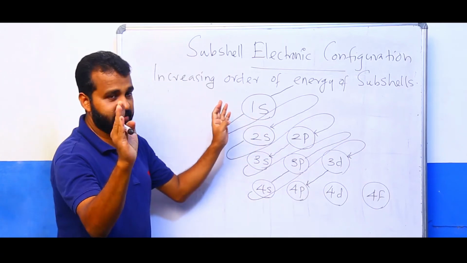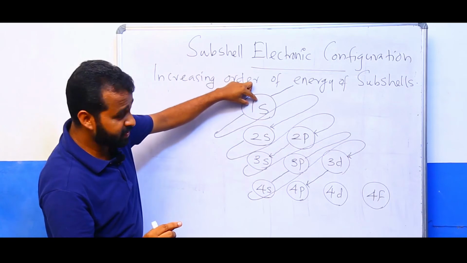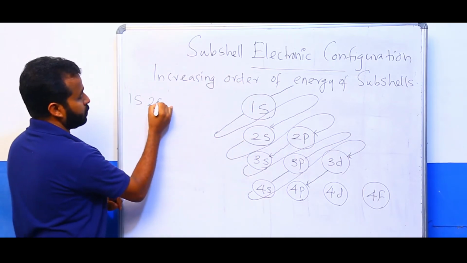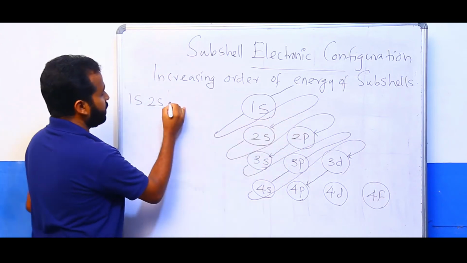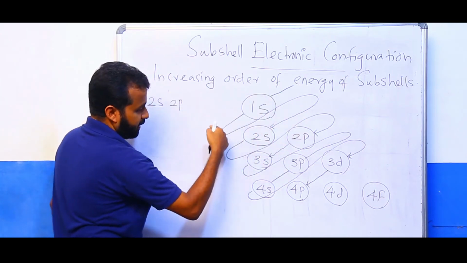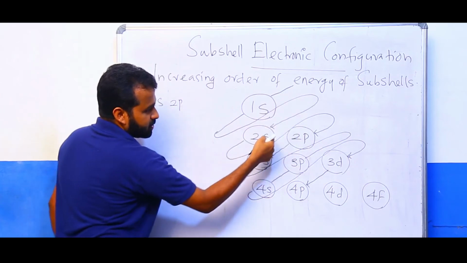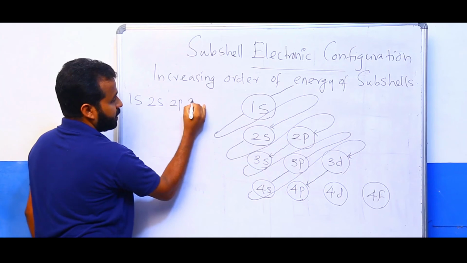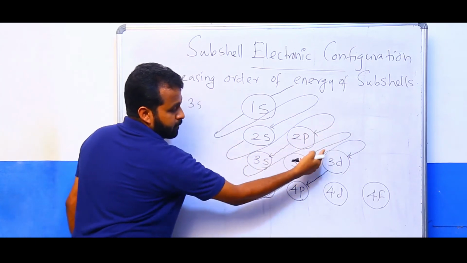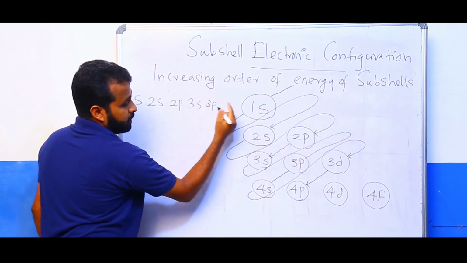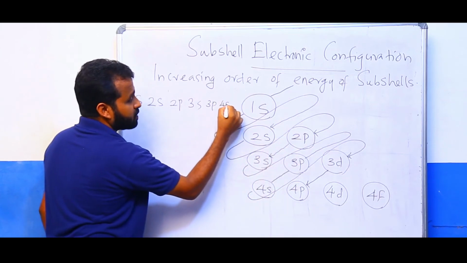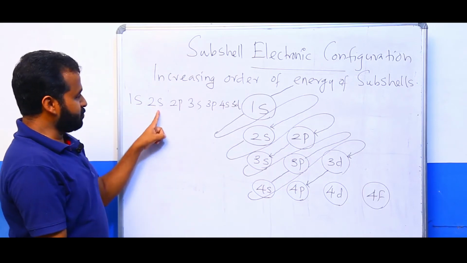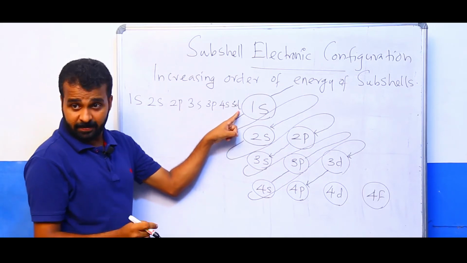Again, listen. First of all, electrons are filled in 1s, then 2s, then 2p, after that 3s, then 3p, then 4s, then 3d. So the order is 1s, 2s, 2p, 3s, 3p, 4s, 3d.